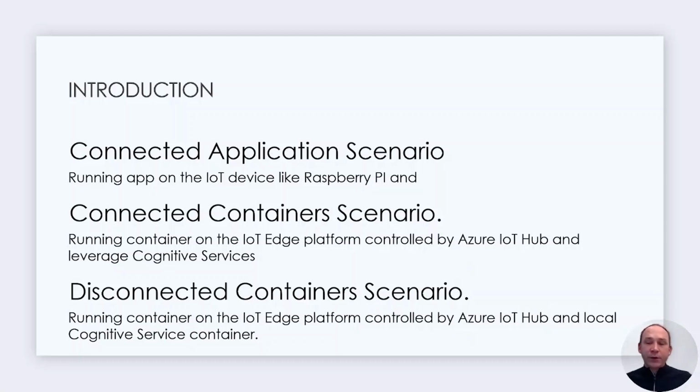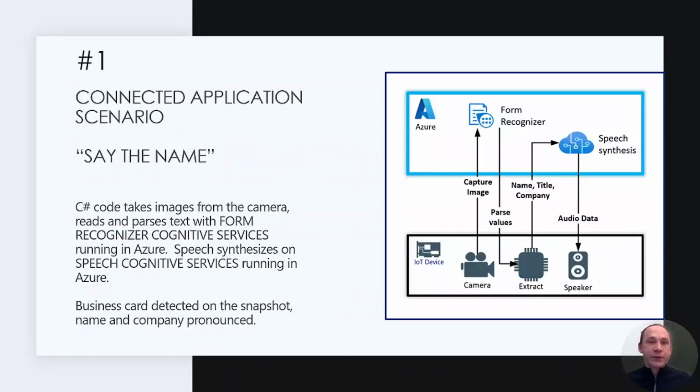Let's take a look at it. And we'll start with the first application scenario, when we get just C# code, which simply takes images from the camera and reads and parses text with the Form Recognizer cognitive service. Actually, it's taking an image from the camera of a business card. So the business card will be analyzed and will parse name and company.